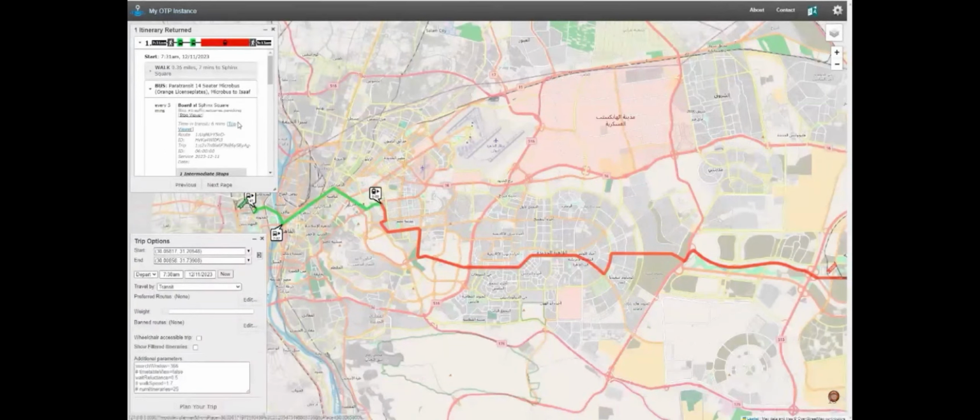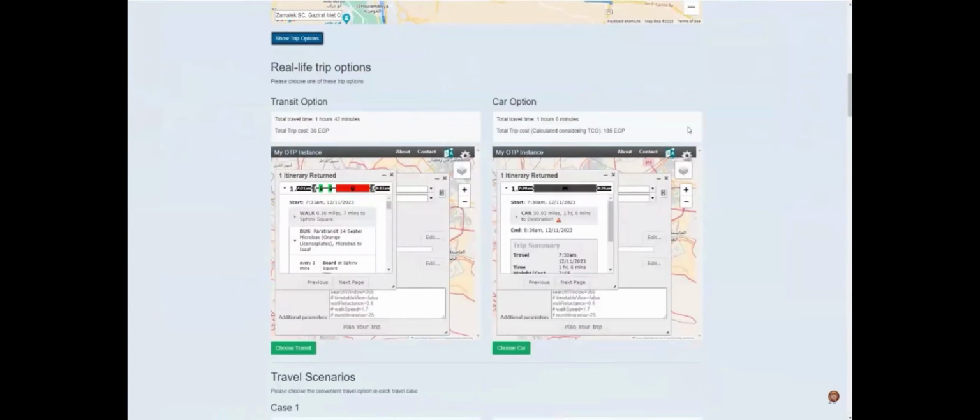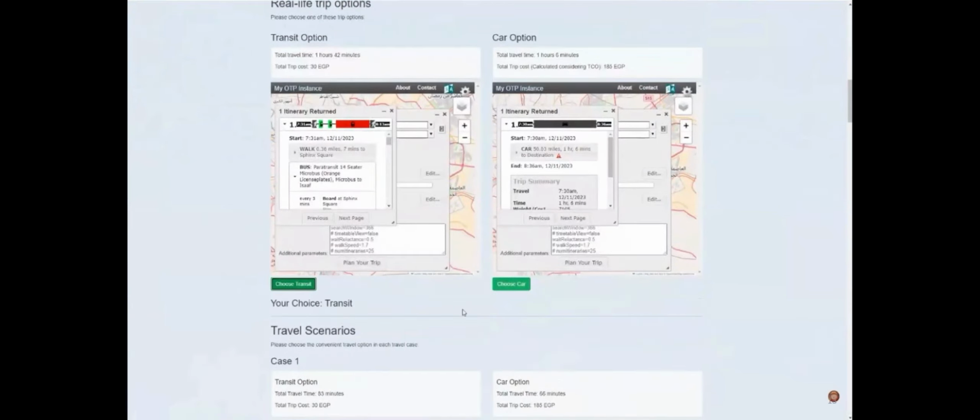This is a typical trip for someone living towards the city center and going to the new administrative capital. Right now it is the most remote location in Cairo. Once the real-life trip options are presented, participants go through two other phases.